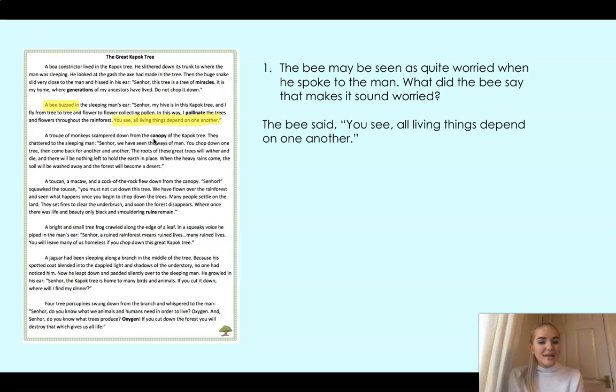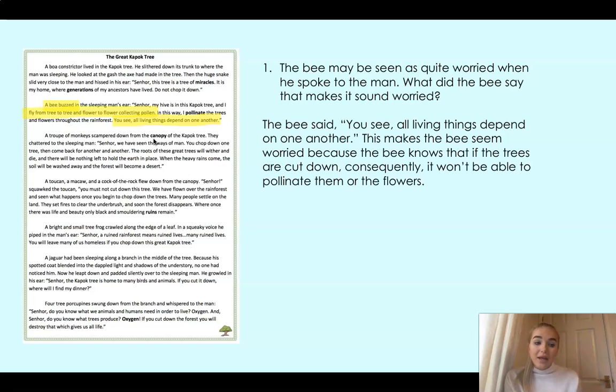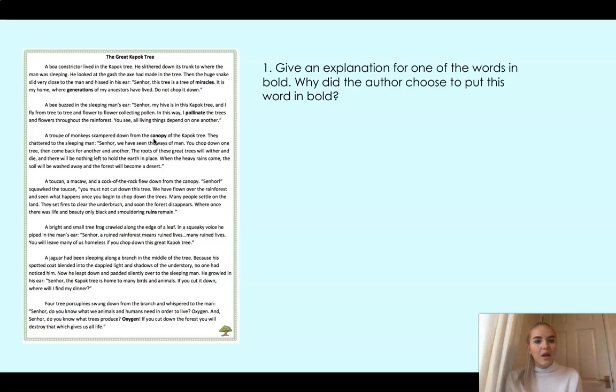And I'm going to start my sentence by saying what the bee said. So the bee said, you see, all living things depend on one another. And then I'm going to think, well, what does this mean then? What else is there? This makes the bee seem worried. Why? Well, he flies from tree to tree and flower to flower, collecting pollen. And the bee knows that if the trees are cut down, consequently, it won't be able to pollinate them or the flowers.